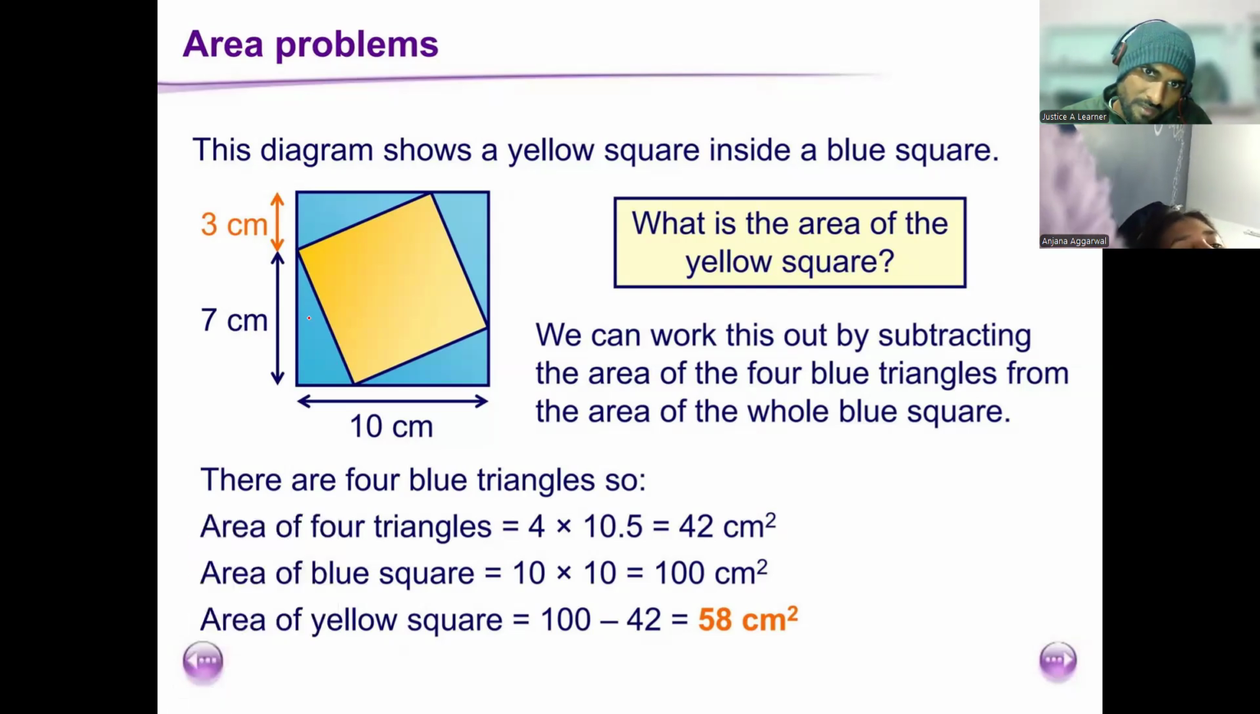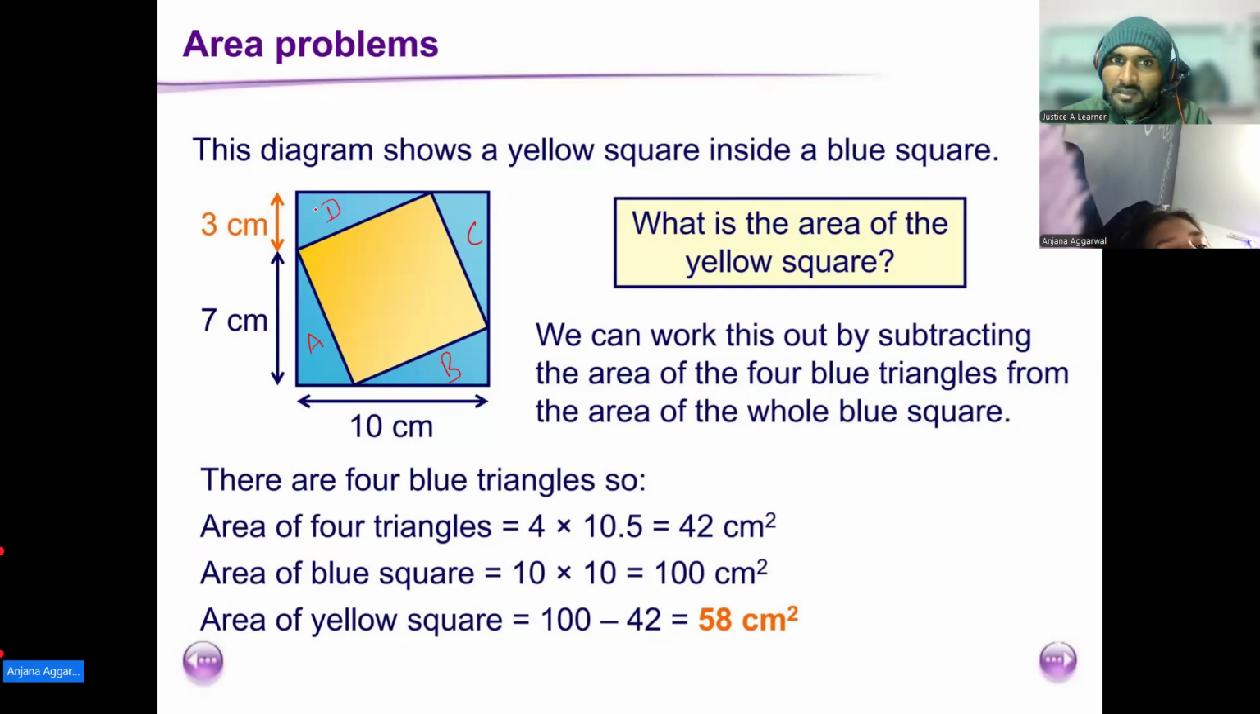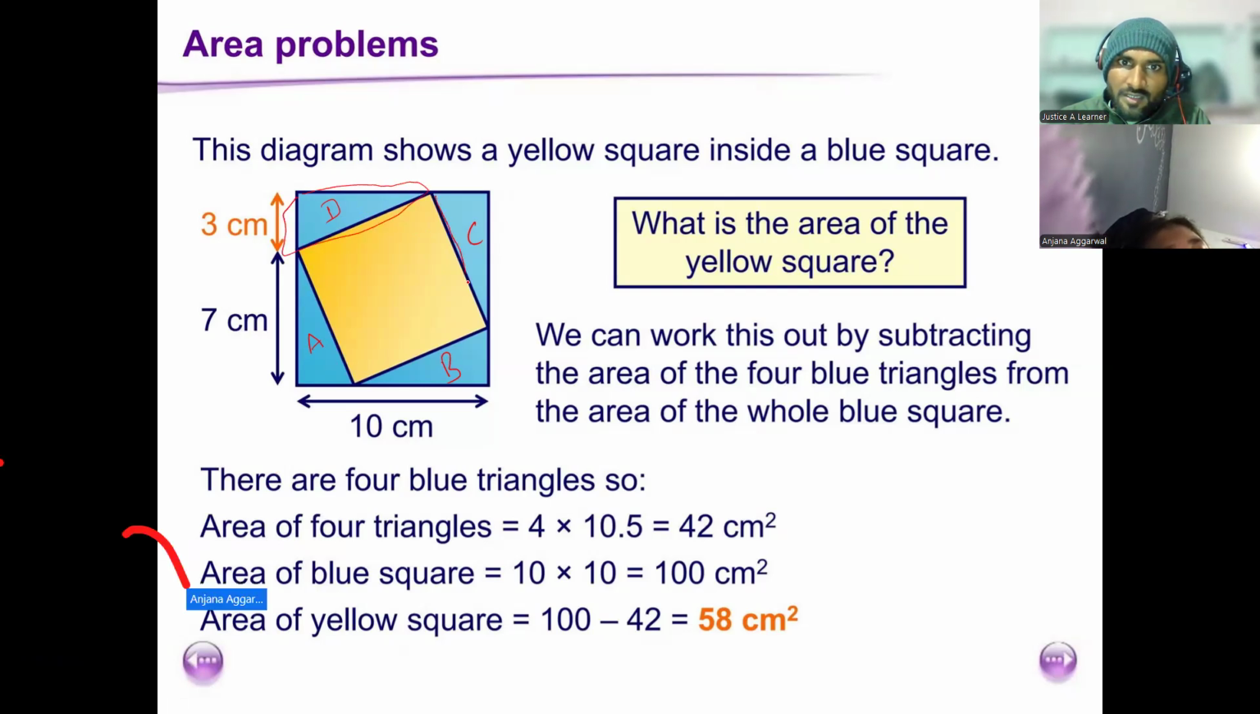So see, this is A, B, C, and D. We will find the area of this much, and we'll find the area of this much, and we'll find the area of this much. First thing we have done this. Is this clear to you till here?